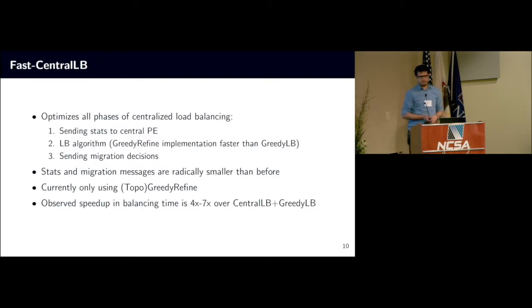So I'll talk about one of these aspects in particular, an experiment called Fast Central LB. What this does is optimize all phases of centralized load balancing. So stats collection, the load balancing algorithm itself, and then sending migration decisions. One of the big things that this does is it makes the stats and migration messages much, much smaller than what they were before. And since they're smaller, they take less time to send. Currently, this only works with GreedyRefine and its variant TopoGreedyRefine, which we'll talk about later on. But we observe speedups compared to the original CentralLB plus GreedyLB of 4 to 7 times.